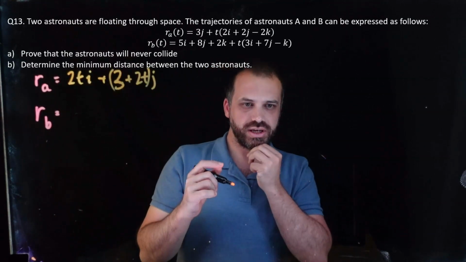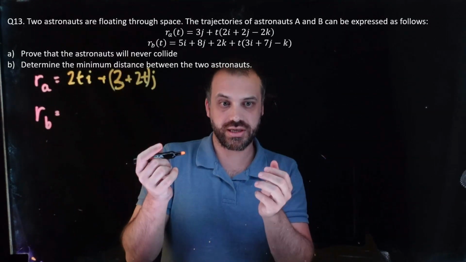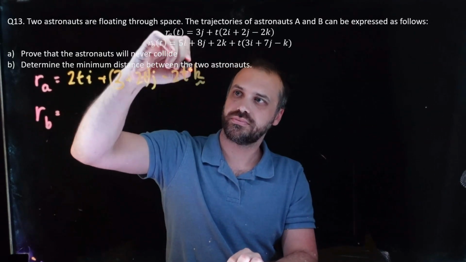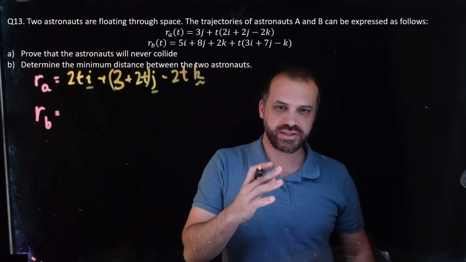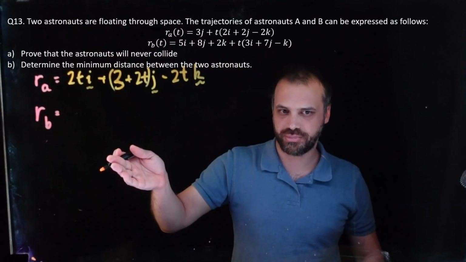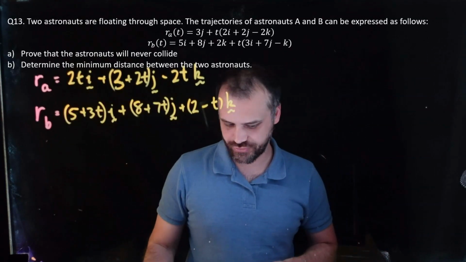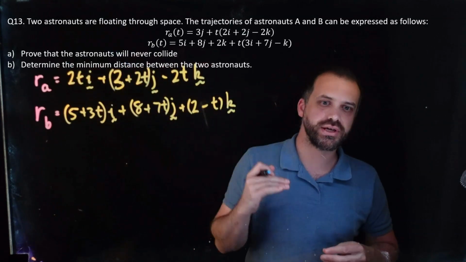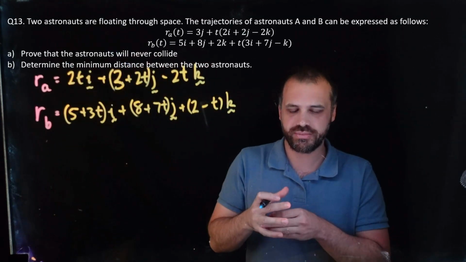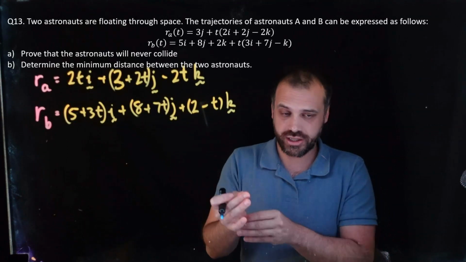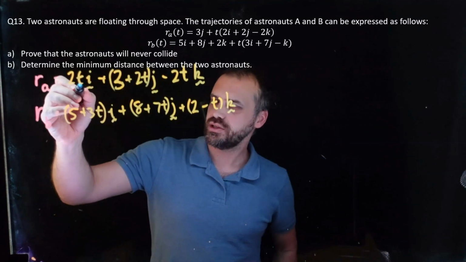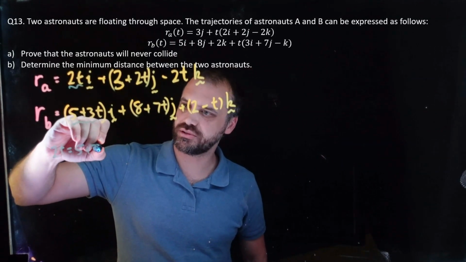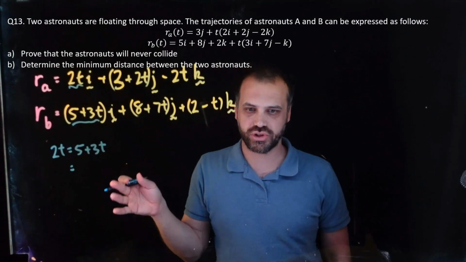There's our J component, and our K component is just negative 2tk. Okay, that's done. We can do exactly the same thing for astronaut B. Okay, far more useful now. Now that we've got that, look at their I components, their J components, and their K components, and find out what times their I components are equal, their J components are equal, their K components are equal.